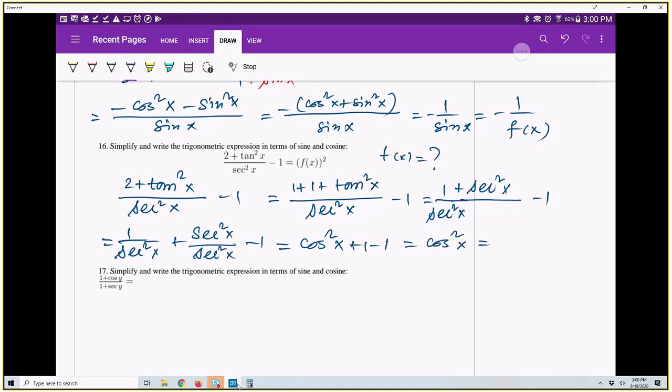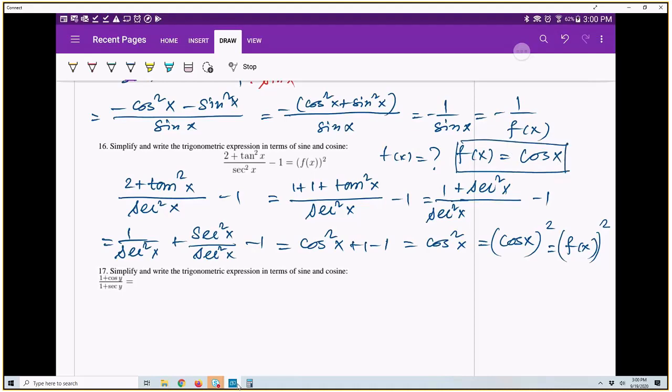So this is cosine squared x. But remember, this is cosine x whole to the power 2, and that should be your f(x) whole to the power 2. So f(x) is going to be the inside, which is cosine x. And that should be the answer to the question.